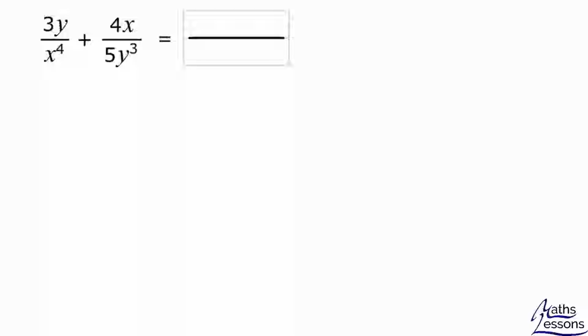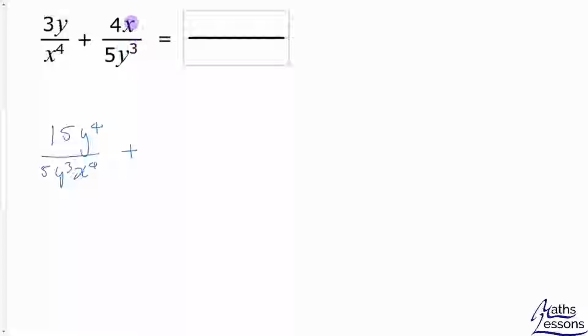Right, let's add these fractions together. We need to get a common denominator. There's no common factors, so the way to get the common denominator here is just to times the two together. So we're going to times top and bottom of this by 5y cubed. So 5y cubed times 3y cubed is 15y to the 4. And we're going to get x to the 4 times 5y cubed on the bottom.